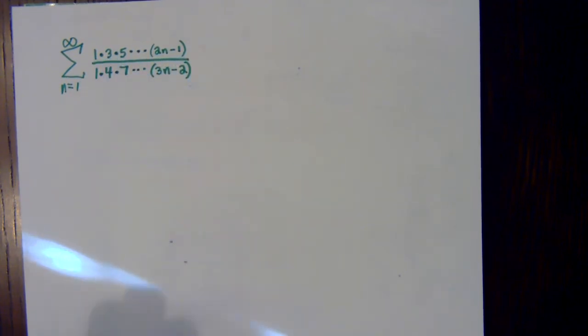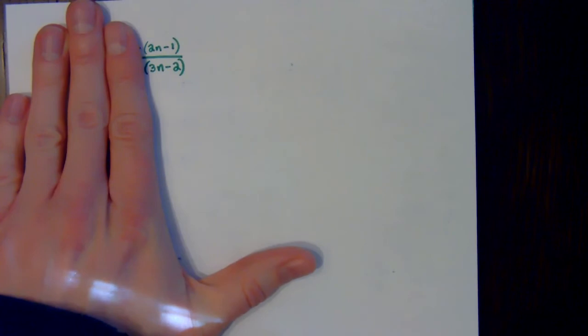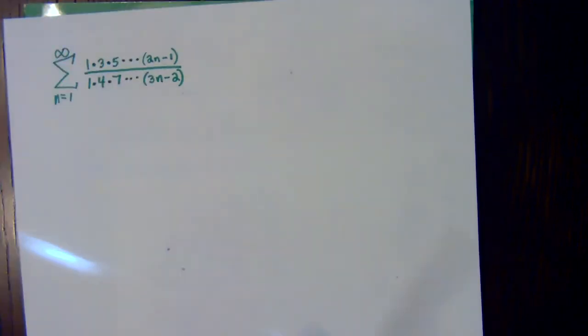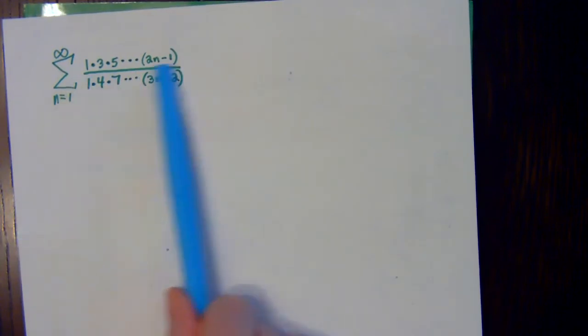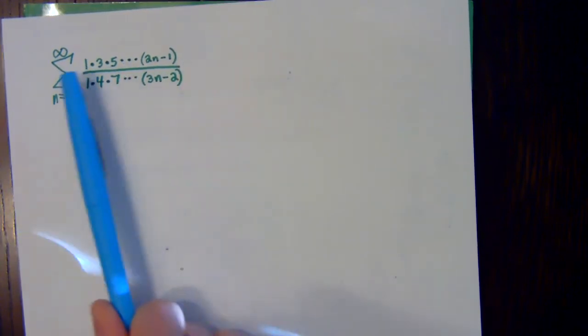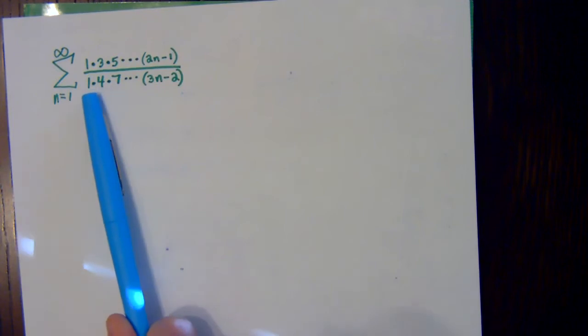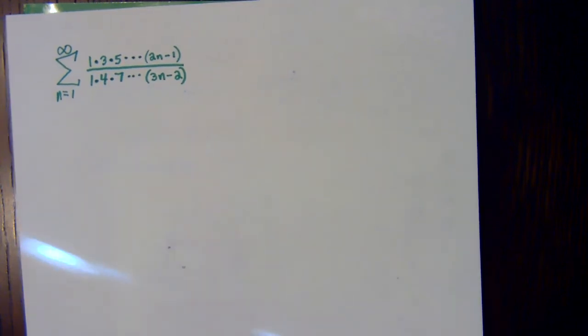This is also not the same thing as if I just have 2n minus 1 over 3n minus 2. Those are two completely different problems. This is a whole string of numbers that you're multiplying together on the top, like 1 times 3 times 5 times 7. This is 1 times 4 times 7 times 10. That's a whole string of numbers that you're multiplying together on the top and on the bottom.